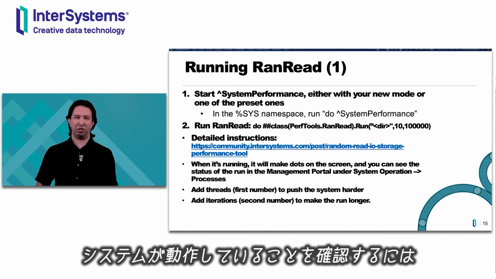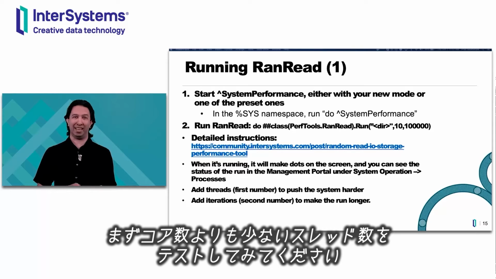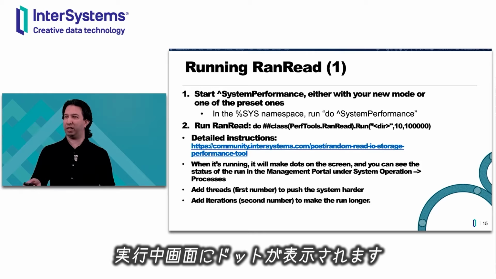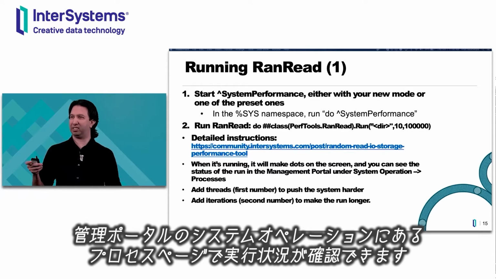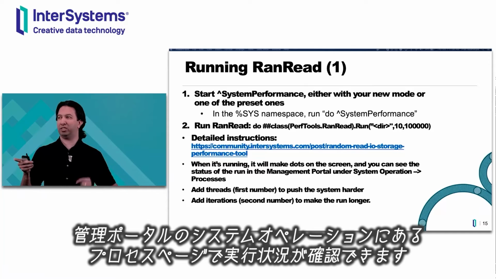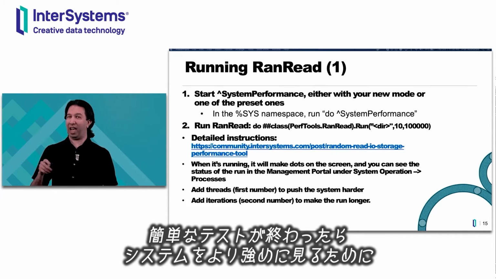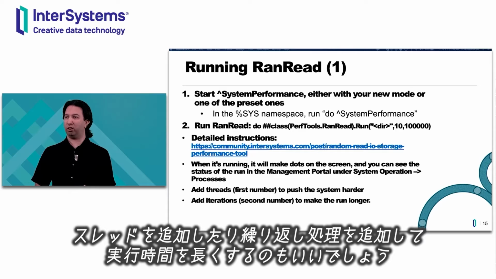In general, you're probably going to want to test it first with a few threads less than you have cores, just to make sure that the system's all working. When it's running, you'll see dots on the screen, and you'll see the status of the run in the management portal under System Operation Processes. I'll show slides of both of that. After you've done your quick test, you'll want to add some threads to push the system harder and/or add iterations to make it run longer.